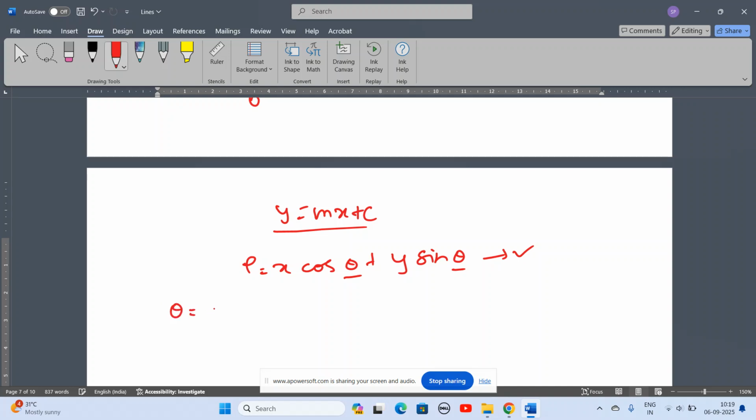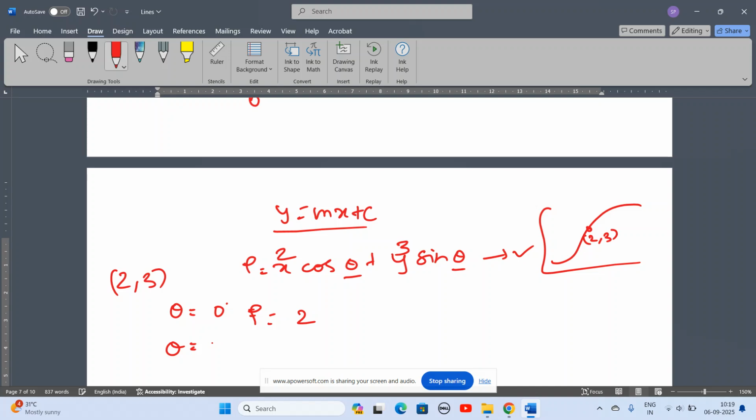If I take the angle as 0 degree, assuming a curved edge, I'm going to take any point 2 comma 3 on the edge. So for the point 2 comma 3, I'm going to find rho for theta 0. So x would be 2, y would be 3, cos 0 and sin 0. I get the rho value, which is 2. I'm just randomly taking it. And then I'm going to change the theta value to 45 degrees, so rho would be a somewhat different value.